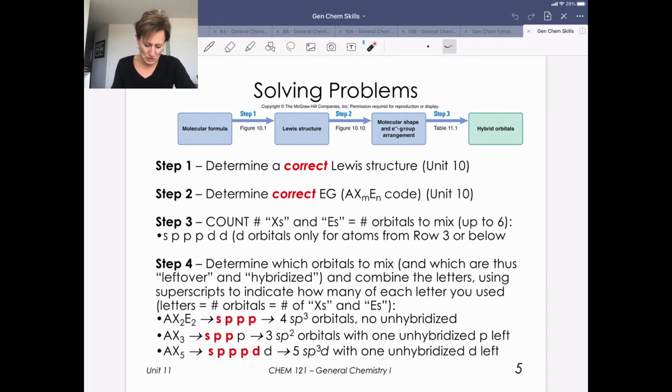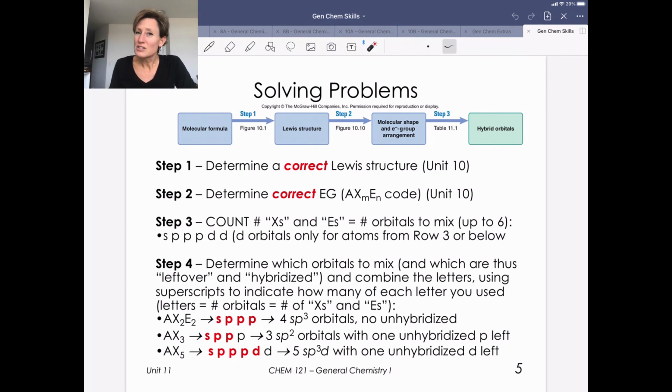One last example here. If we had a code that was AX5, in this case, I would be mixing 5 letters here. So I would have 5 orbitals, 5 hybrid orbitals. They would be given the code sp3d, and I would have 1 unhybridized d orbital that was remaining.